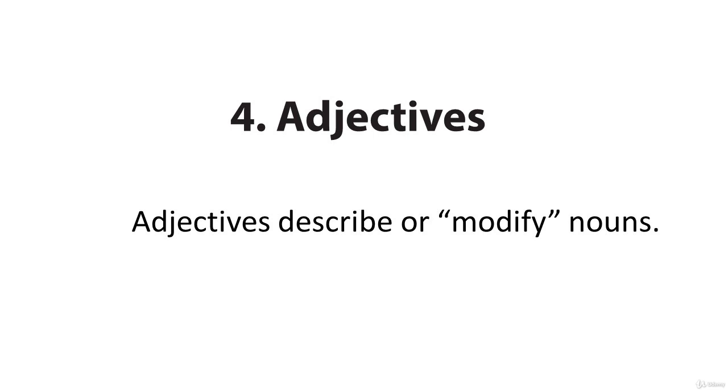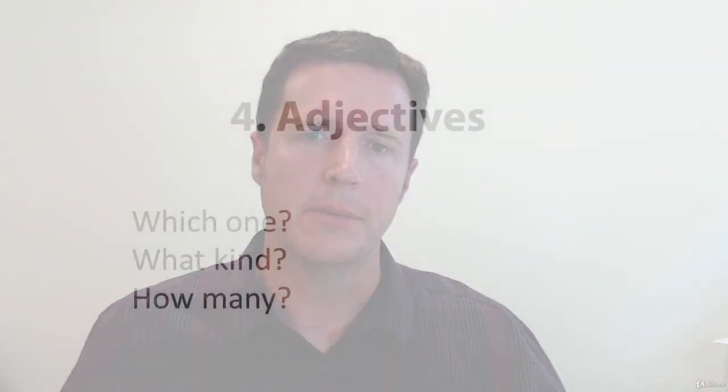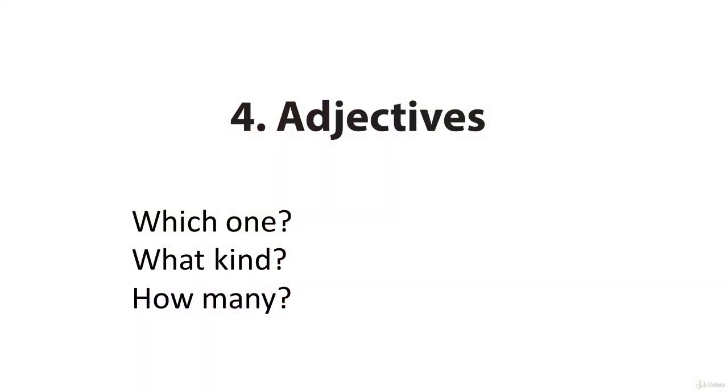All right, the next part of speech we'll talk about is adjectives. So adjectives describe, or in other words, modify nouns. Sometimes if you modify a car, you put new paint on it, maybe you put a different muffler, you put different accessories. That's kind of what adjectives do. They modify nouns. They answer these questions. Which one?